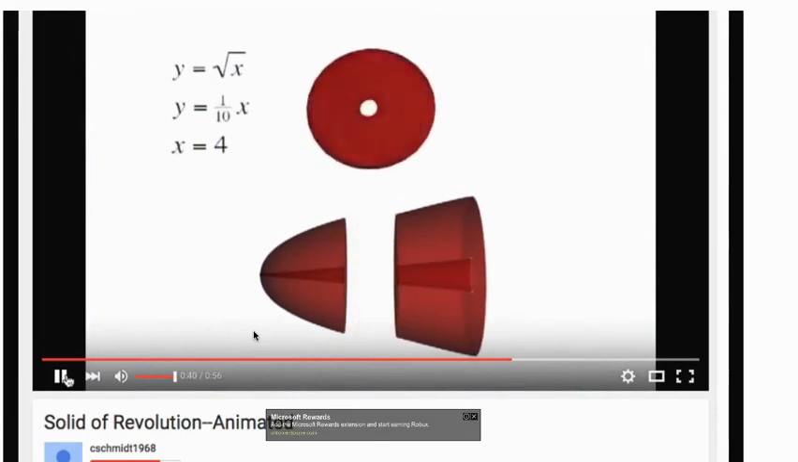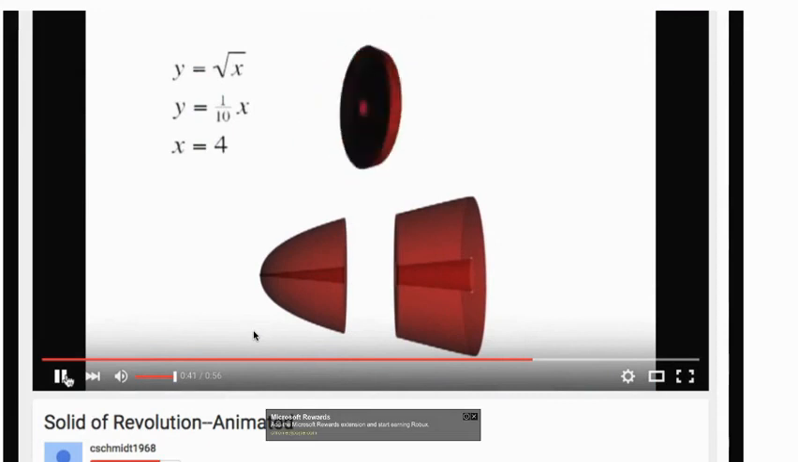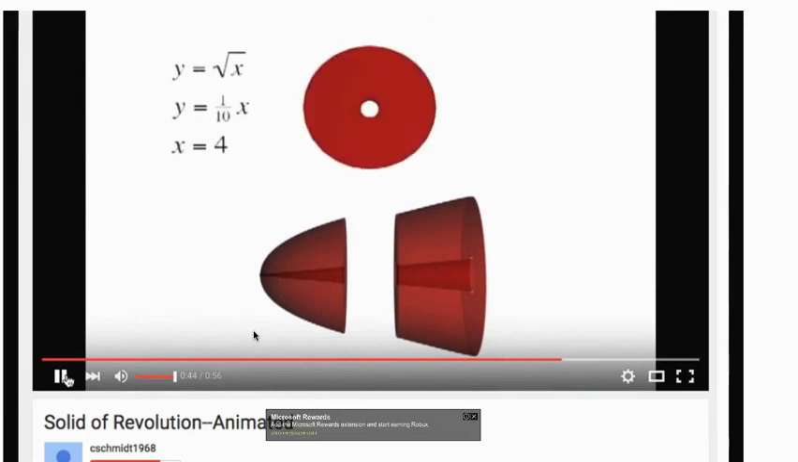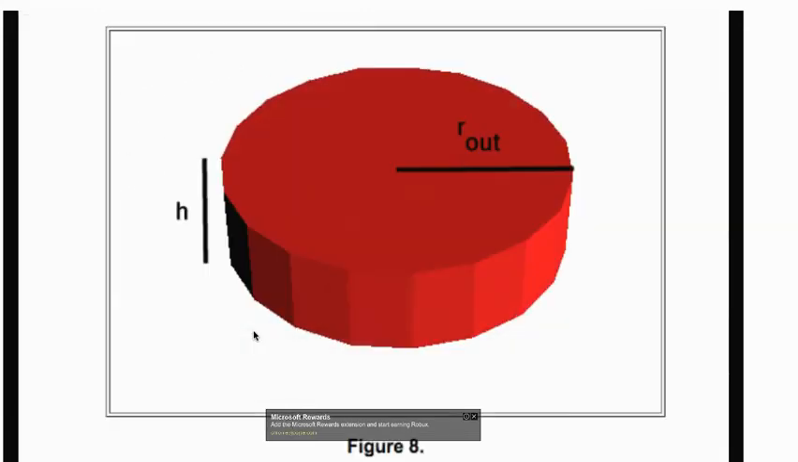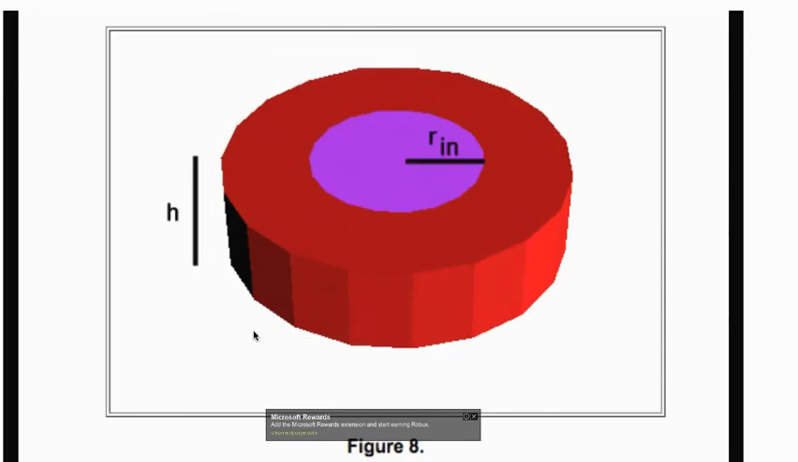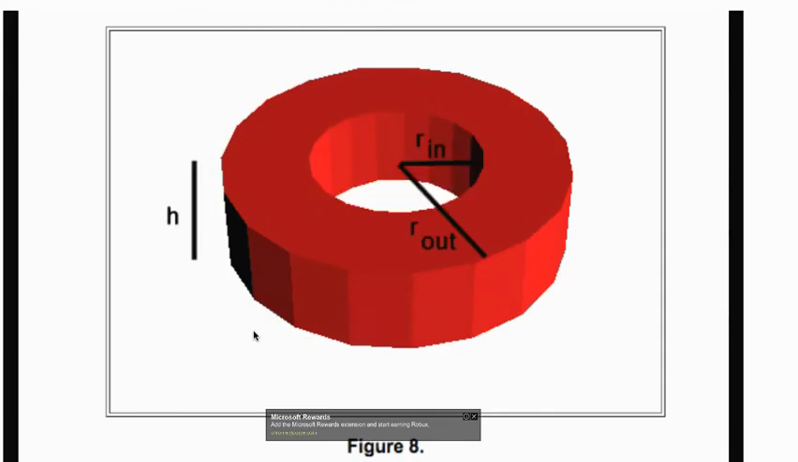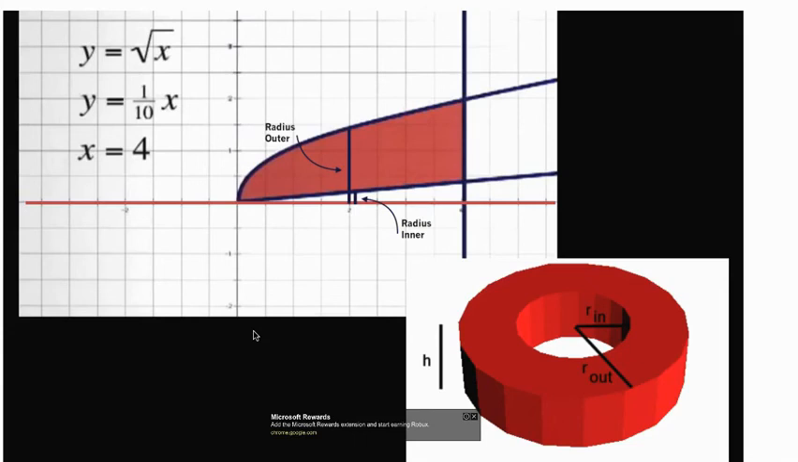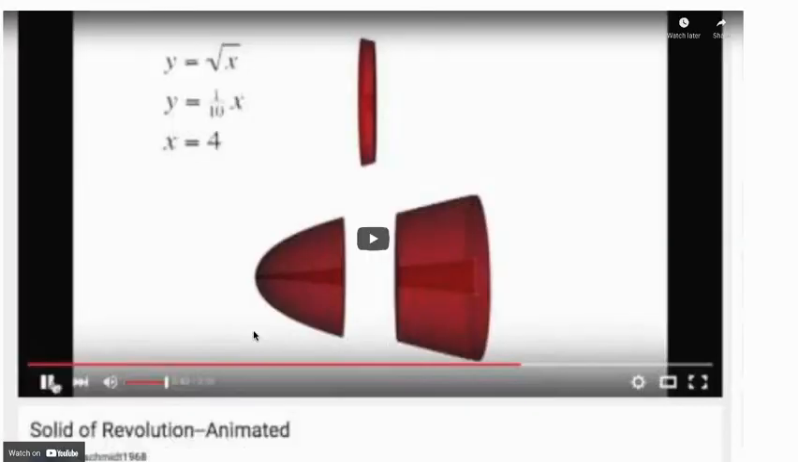So when we slice it and we take a look at it, we've got what's called a washer. A cylinder cut out of a cylinder. So we need the big radius and the little radius. The height is dx. So the big radius is axis to the outer edge of the curve, top minus bottom, or root x. The little one would be axis to the inner edge of the curve. And then we just do pi times big R squared minus little r squared.